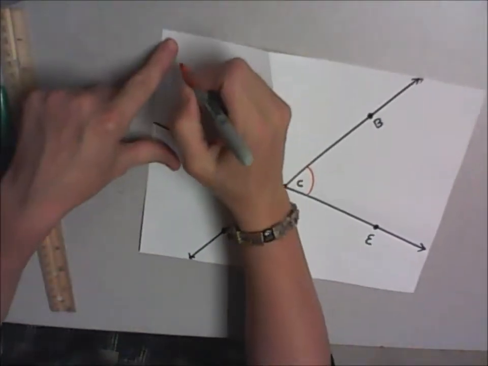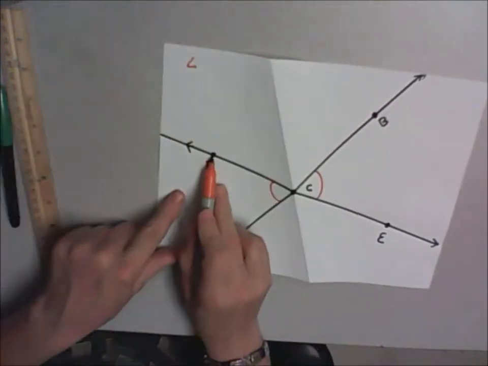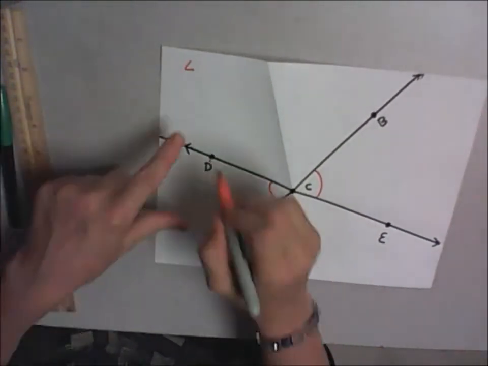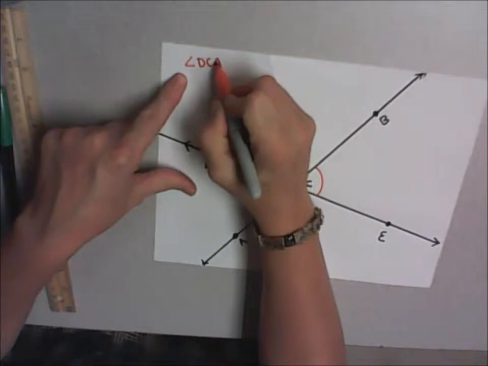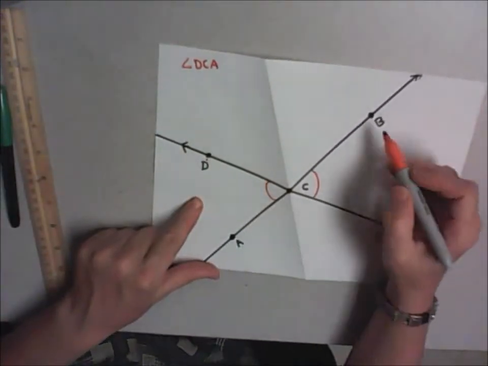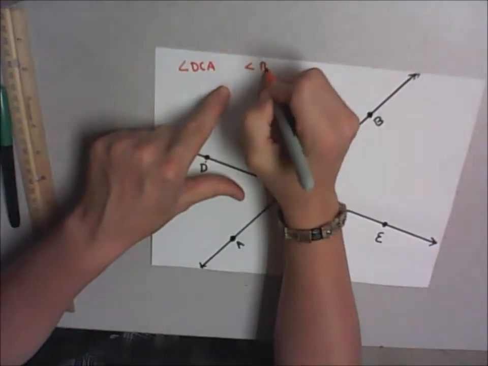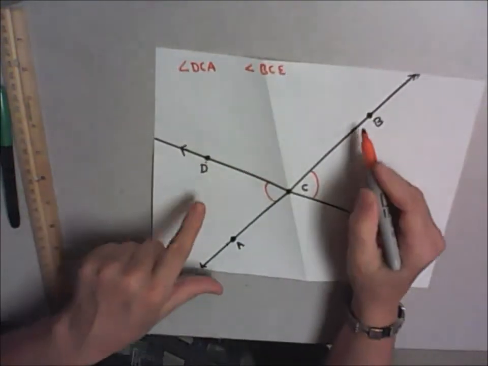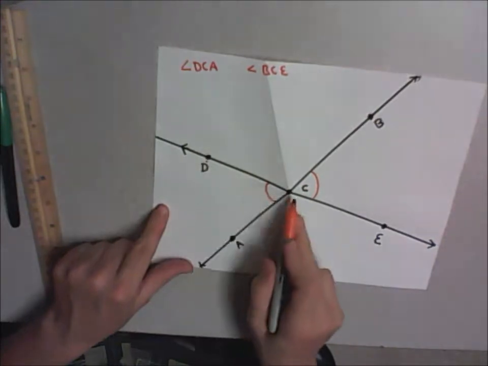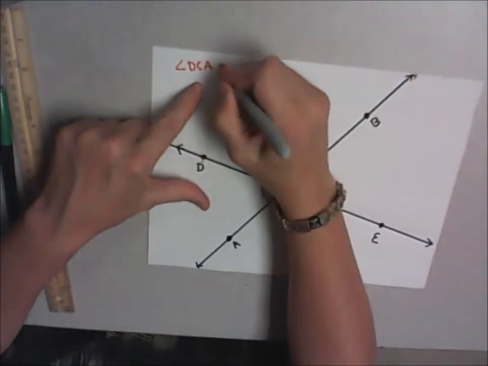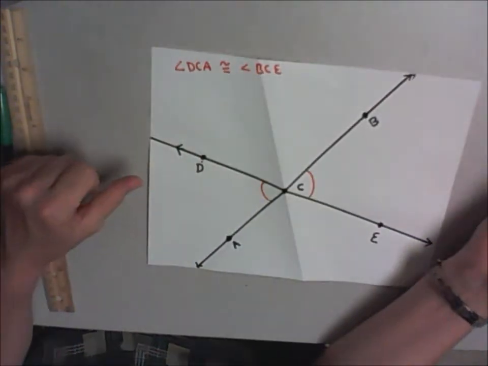So I know that angle DCA and angle BCE are congruent. Congruent just means they have the same measure.